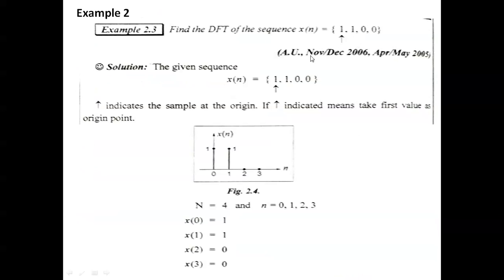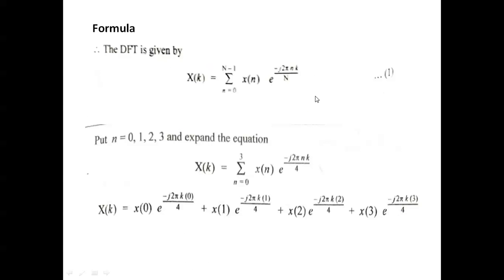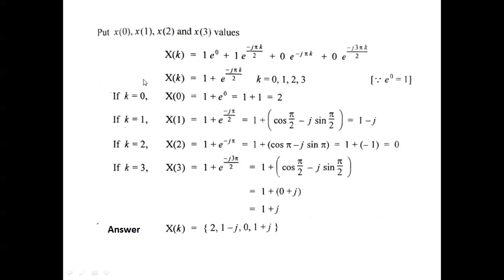So this is another example. Similarly, you have to check the n values from 0 to 3 and what is x[0], x[1], because the arrow marks where it starts. So it is 0, 1, 2, 3. Write the equation, first put the n value and expand the equation, then write x[0], x[1], x[2], x[n] values, and finally the k value. Then you get the answer. So these are the steps. Okay, thank you.